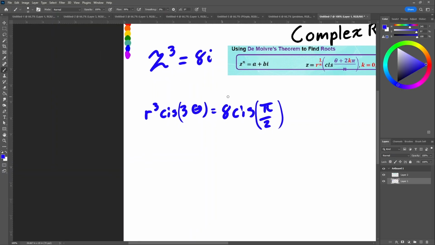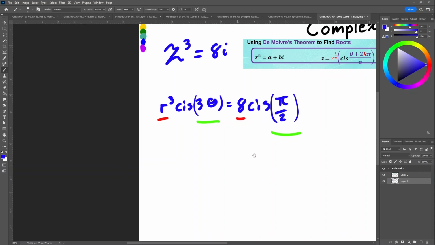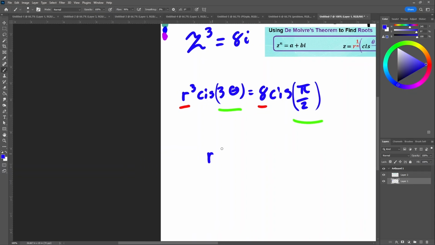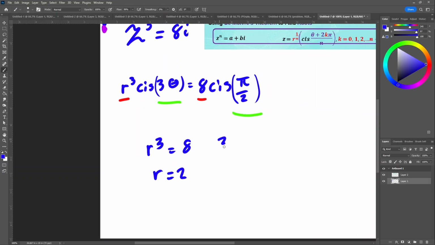Now, the thing here we can notice is some of these terms correspond to each other. R to the 3rd corresponds to this 8 here, and this 3 times theta corresponds to this pi over 2. So we can use that to our advantage and isolate certain values that we want to find. R cubed is equal to 8, so that means just cube root that, r is equal to 2. And if we do 3 theta is equal to pi over 2, divide by 3, we get theta is equal to pi over 6.